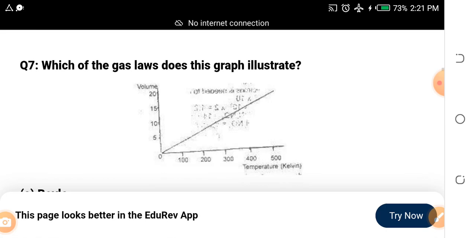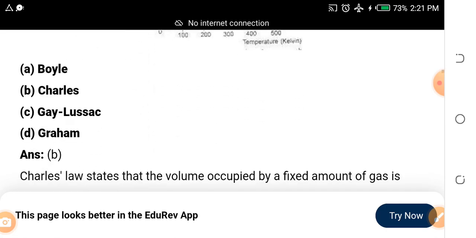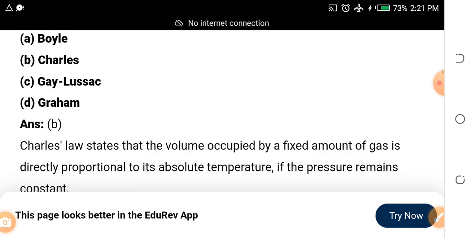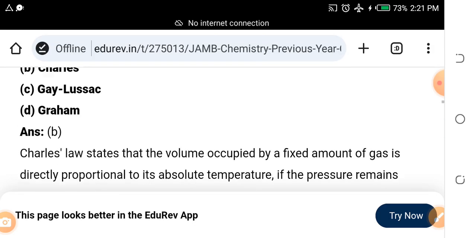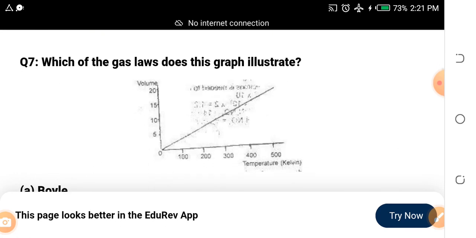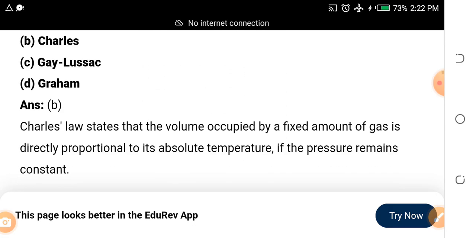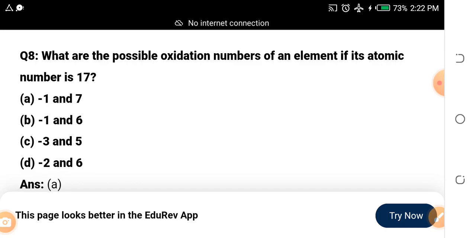Which of the gas laws does this graph illustrate? This particular graph you are looking at. The answer is it illustrates Charles' law. Charles' law states that the volume occupied by a fixed amount of gas is directly proportional to its absolute temperature if the pressure remains constant. That is why in this graph you can see volume on the y-axis and temperature on the x-axis. Are you with me?